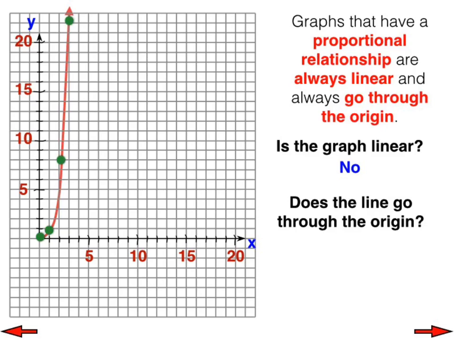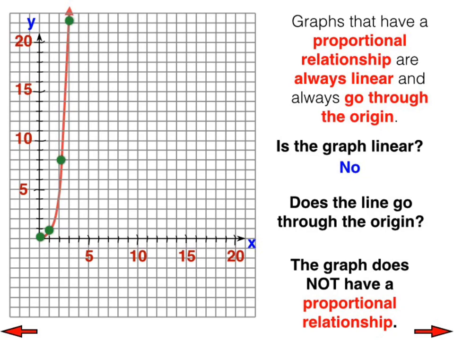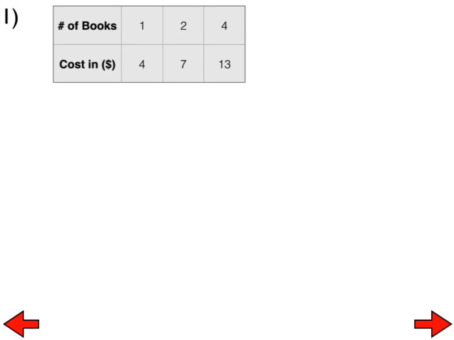If it's already no for the question of whether it's linear or not, it's not a proportional relationship, and that's why I didn't even bother answering, does the line go through the origin? Because it's not a line, and it does go through the origin, but it's not a line. All right, so that should seem fairly simple. Now we're going to link the 2 things together.